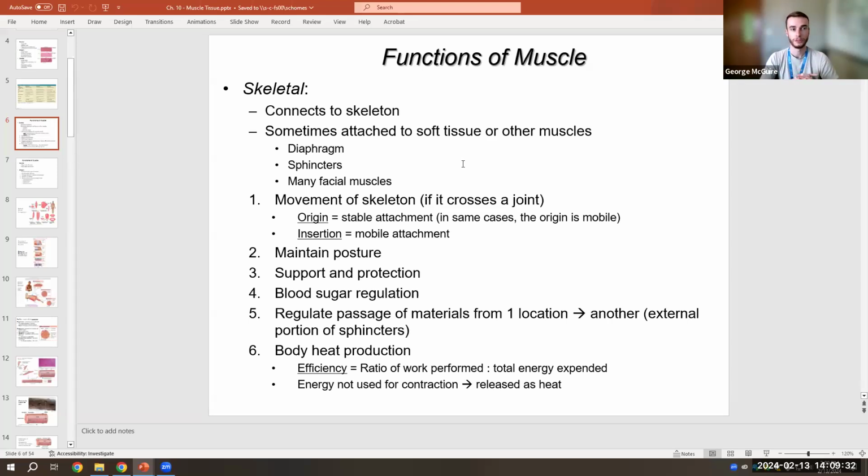But those that do move, we have an origin and an insertion. We refer to each of their attachment sites, each end, as an origin or an insertion, which we've been talking a lot about in lab. Right? The origin is typically the stable attachment and is usually more proximal. And then the insertion is typically the mobile attachment, and it is also typically more distal. However, that does not apply to every single case.